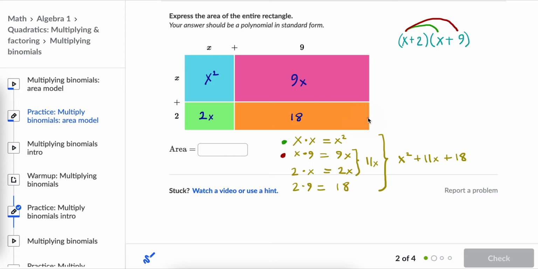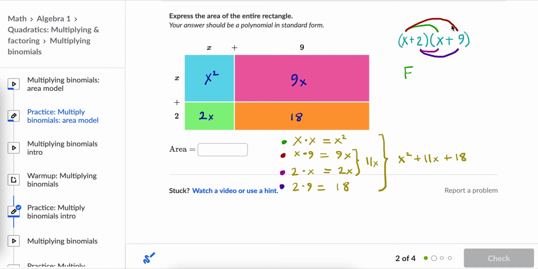And our third one here, let me use this color right here, is the 2 times x. These are the inside ones right here. And then our last one, let's go with purple, is our 2 times 9, which is our last term. What I want to point out here is that our x times x is our first terms, the first terms in each of the binomials.